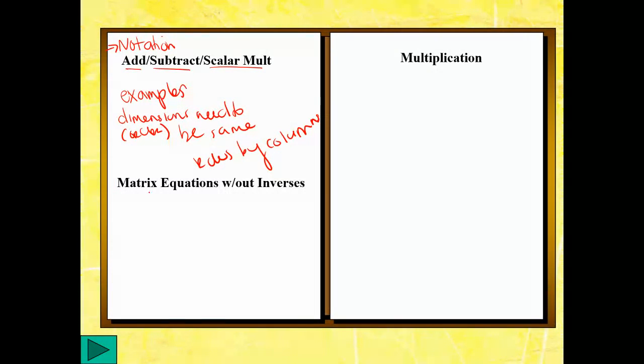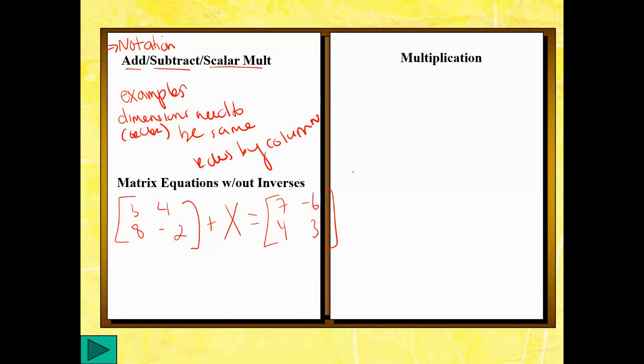Right, so if you have a matrix, and the entries of it. When we did this, we also talked about matrix equations without inverse. We did stuff where maybe I had 3, 4, 8, -2, and I was going to add a matrix to it, and it was going to equal 7, -6, 4, 3, right? And just treating it like any other equation that you know, we'd subtract it from both sides, right? So being able to solve for the matrix. So these were just the basic operations.